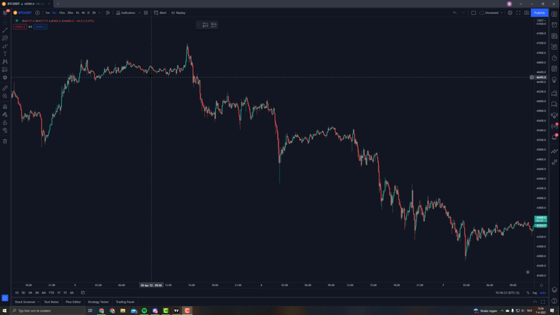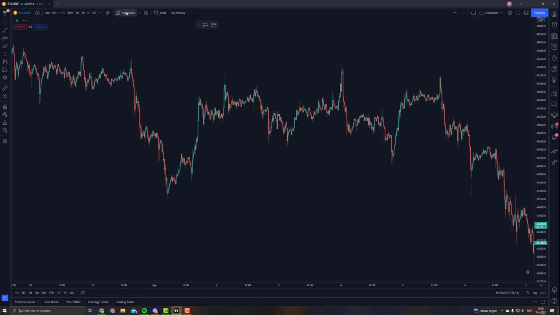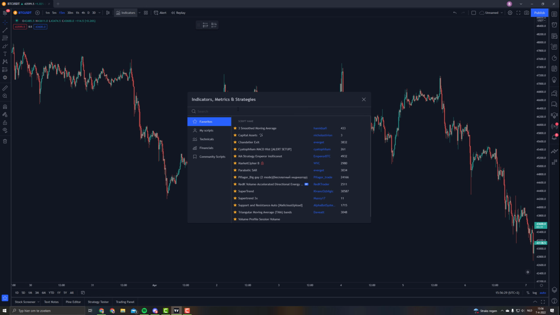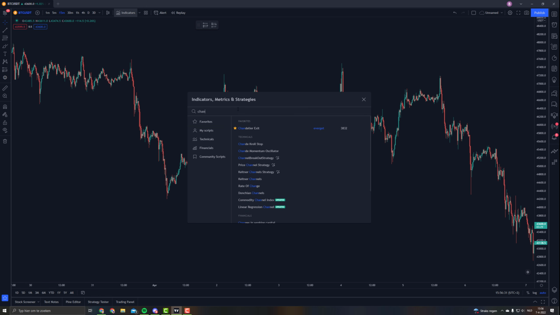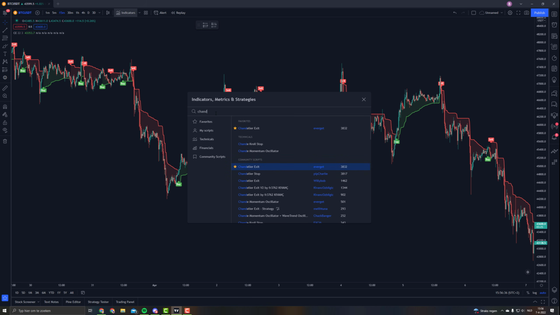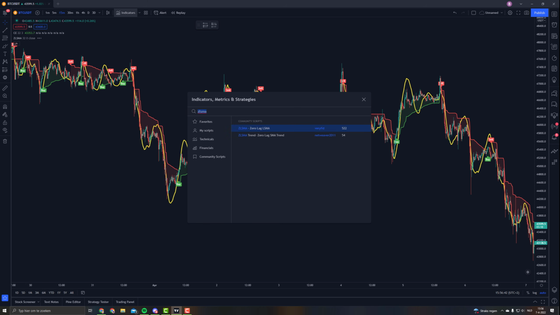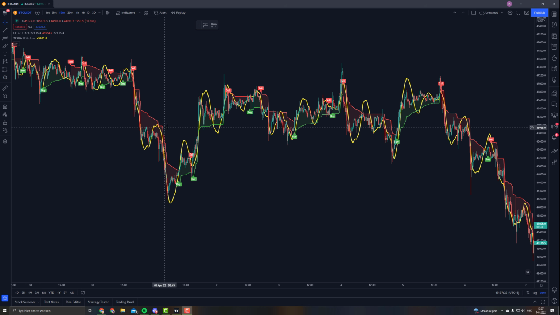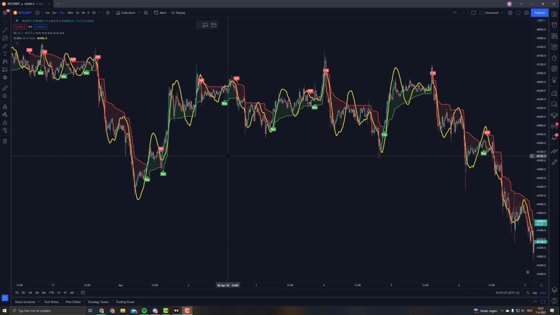So for the strategy we'll need two indicators. I'll jump back to the 15 minutes. What we want to add is the Chandelier exit. It's the one of Everget. And we want the ZLSMA, that's a zero lag indicator. For both of the indicators we're going to change some settings.